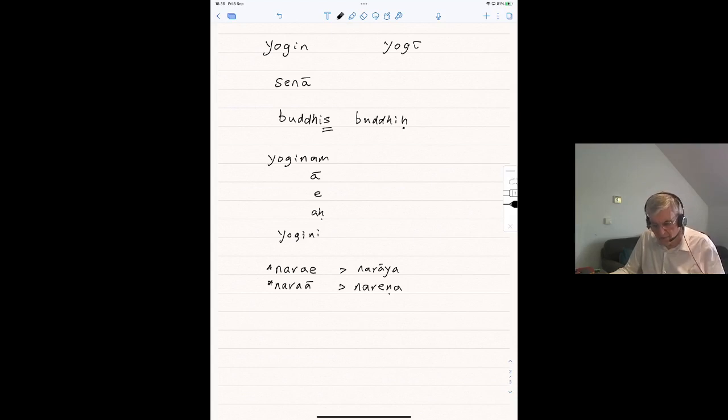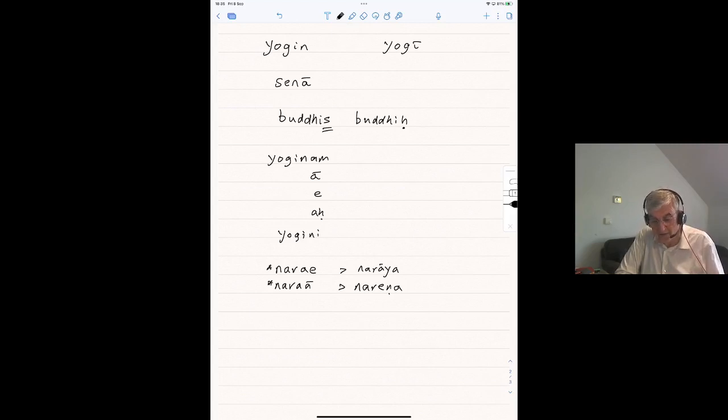Now let's look at something more realistic and down to earth. It's a real live noun ending in a long a. Many feminines end in a long a. It's probably the most common form of feminine ending, the long a. Let's look down them: sena, accusative senam, instrumental senaya. Note, if you applied the theoretical ending a, you would have sena a.